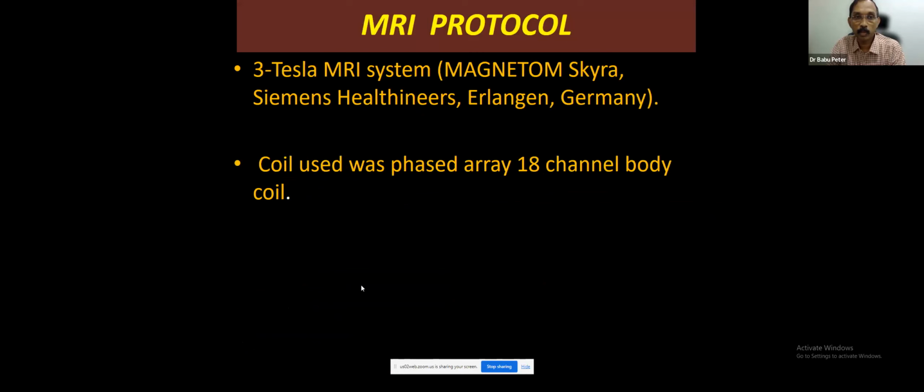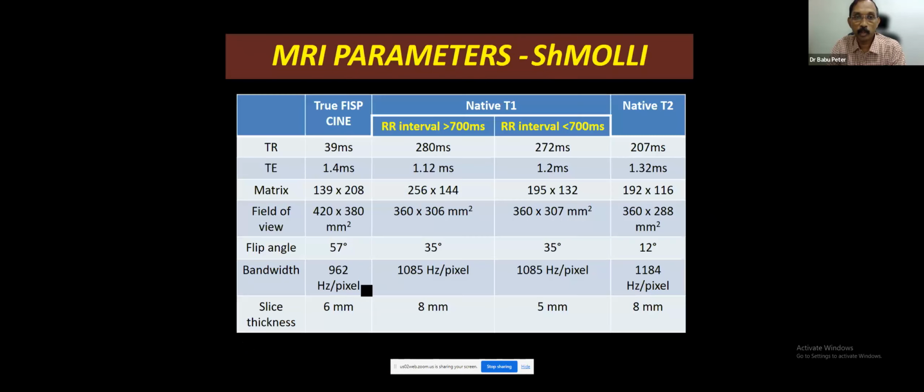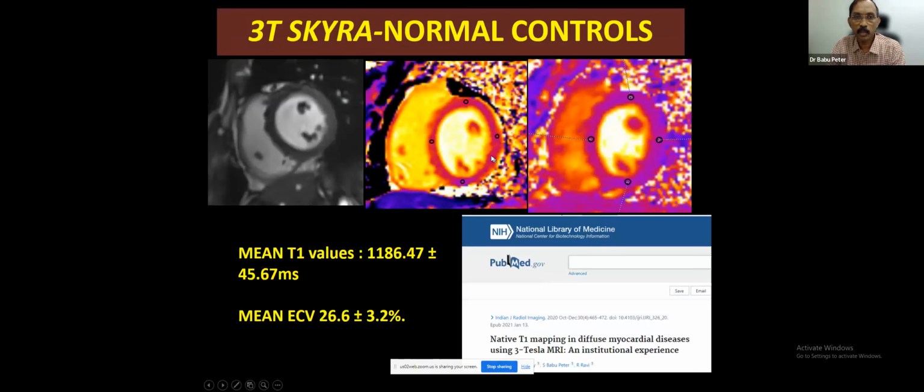All the cases that I am going to show you here were done on a 3 Tesla MRI, a Magnetom Skyra, and an 18-channel body coil was used. The sequence was a shortened MOLLI sequence. For the native T1 values, certain parameters are changed based on the RR interval, where the vendor is specified. Based on whether it is 700 or below 700, in our system there is a slight variation. In our system, the normal controls for T1 were around 1186 plus or minus 45.6, and the ECV was around 26.6 plus or minus 3.2.